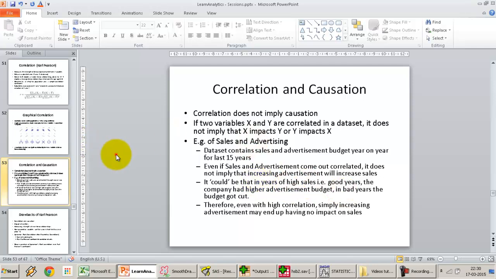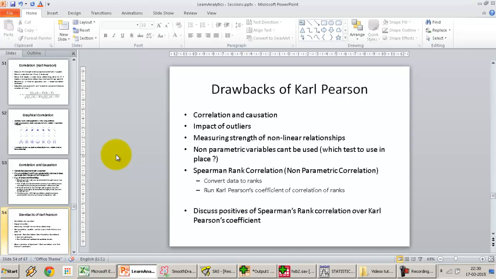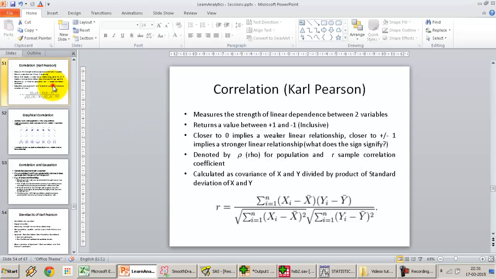Now, before we move on to doing correlation analysis using SAS or the other tools, we want to talk a little bit about the drawbacks of Karl Pearson's coefficient of correlation. We've already covered correlation and causation, so I want to talk about the impact of outliers. To understand the impact of outliers, one must look at the formula once more.